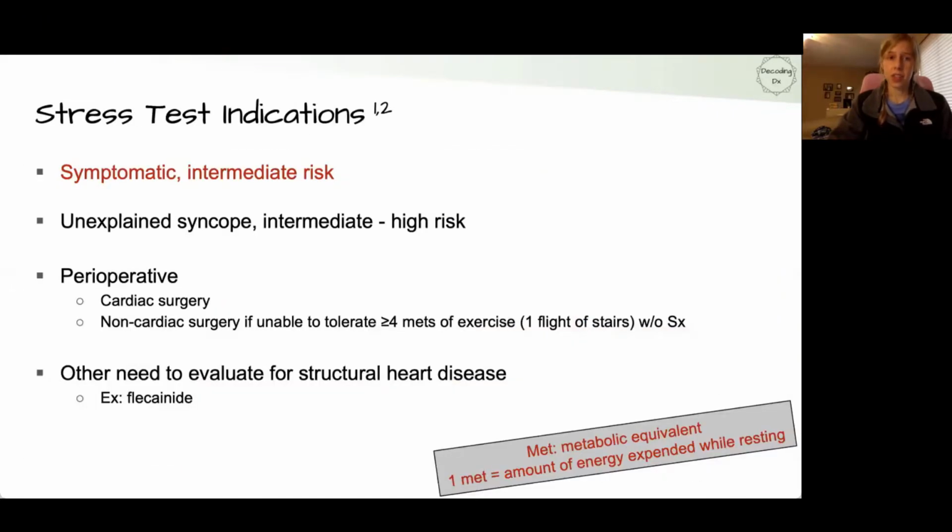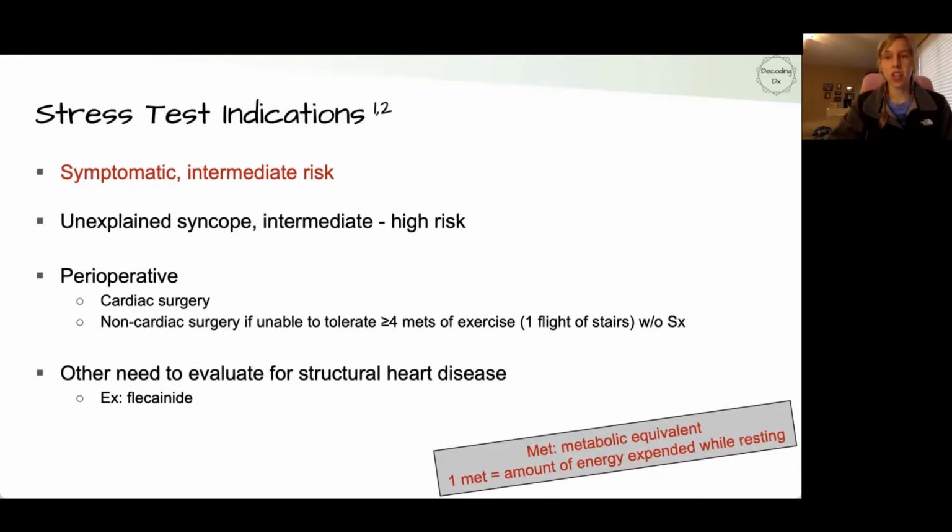So, some indications for stress tests. If your patient is symptomatic and they have intermediate risk, like that table we just talked about, they can get a stress test. If a patient has unexplained syncope and they have intermediate to high risk based on their age and risk factors, they would also need a stress test. Sometimes there are perioperative indications before a big operation for someone to get a stress test just to stratify their risk. This would be for someone undergoing a cardiac surgery, or if they're doing a non-cardiac surgery, but they can't tolerate more than 4 METs of exercise.